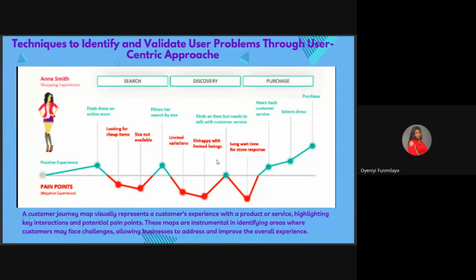From the find a dress on the store, she's looking for a cheap item. She saw it. She saw her size. There's no limited variation. There's plenty variations. Maybe when she reached out to the customer service, they responded on time. Like, Annie's experience will be positive throughout.